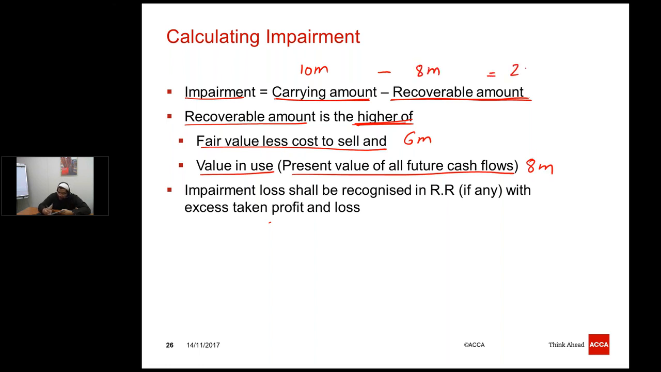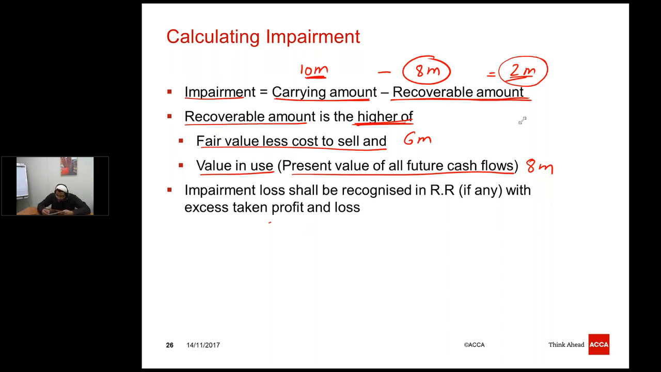So I can only obtain the benefit of 8 from this asset, which means that recognizing the asset at 10 is actually overstating the asset. So we should record a loss of $2 million in P&L.